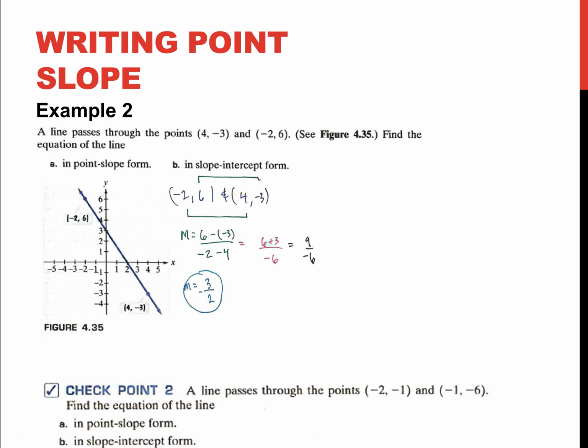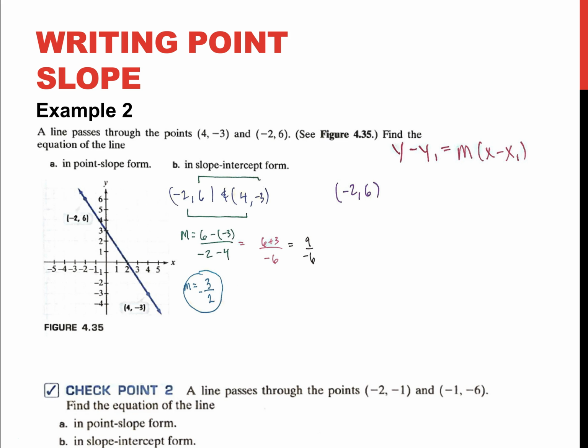All right, so now I've got my slope, and this fraction lets me know that I need something divisible by 2. So I'm going to use my first point. You'll get the same equation for the second point. Your point-slope form might be different, but your slope-intercept form will always be the same. So if you use (4, -3), you're going to get a slightly different point-slope form, but it'll still yield the exact same slope-intercept form.